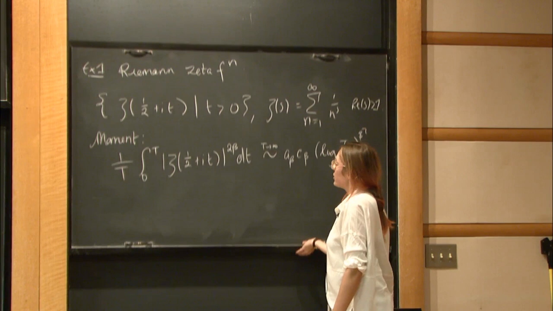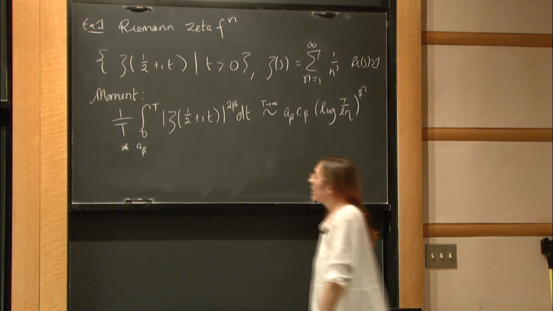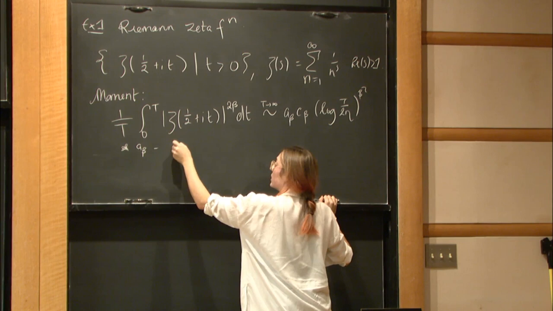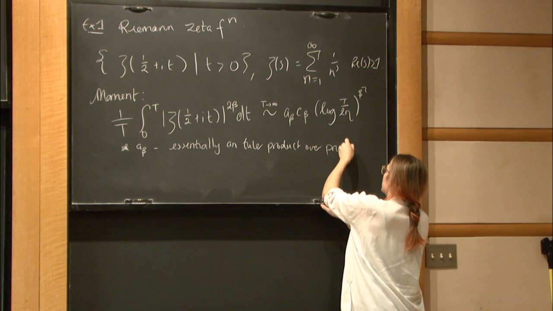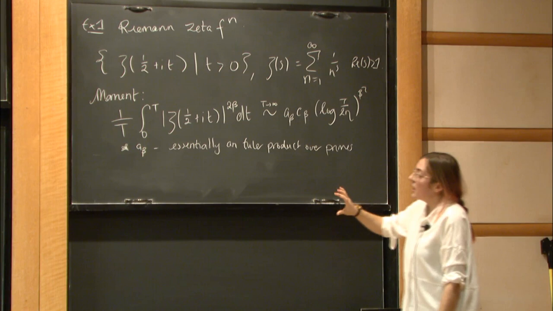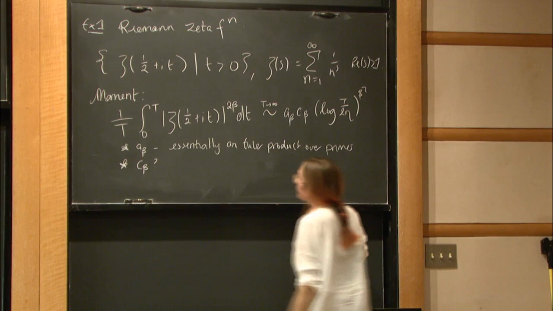So I'll make a few comments on this. A sub beta contains all the arithmetic information. It's essentially just an Euler product over primes. The second part of the leading order coefficient is a bit more mysterious, so not necessarily explicitly given. We do know some information on these moments.